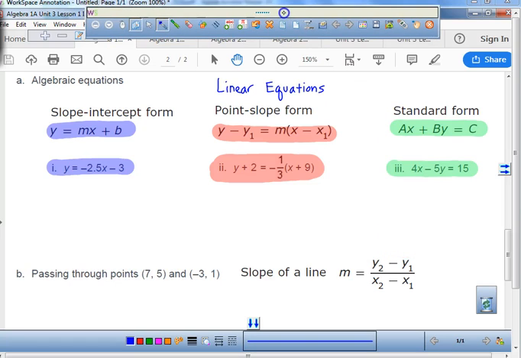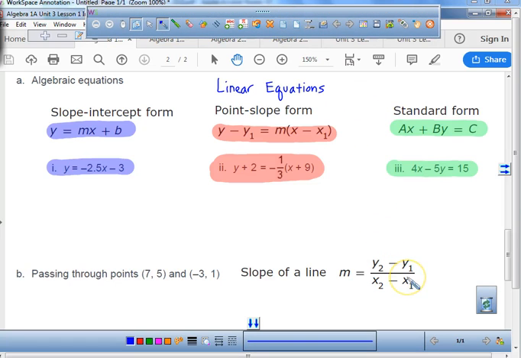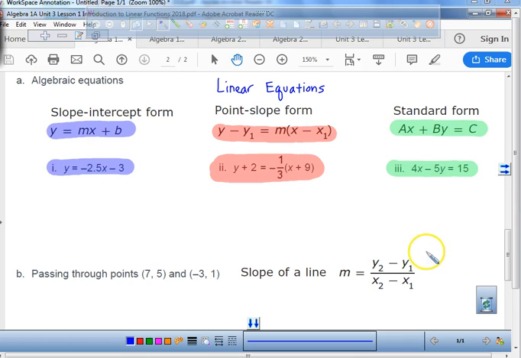Right, we are continuing to talk about our introduction into linear equations. And there are three different forms that you're going to have to be aware of, that you're going to be tested on at the end of the course exam that you're going to be taking at the end of the year.